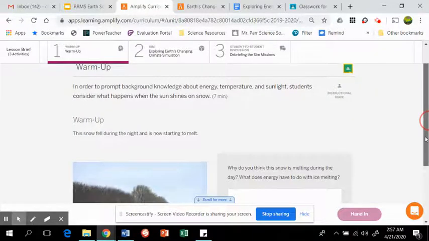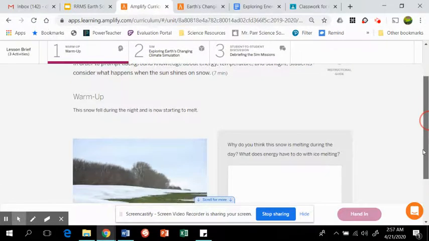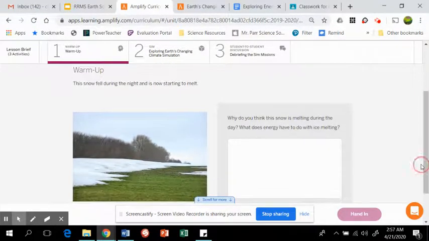I'm showing you the warm-up. We're just going to discuss that. So this warm-up is showing that snow fell during the night at this location, and it's now starting to melt. And the question is, why do you think the snow is melting during the day? What does energy have to do with ice melting?